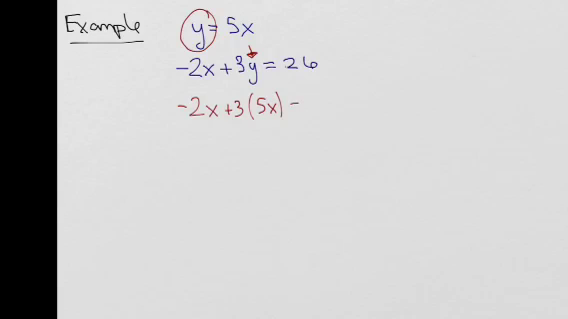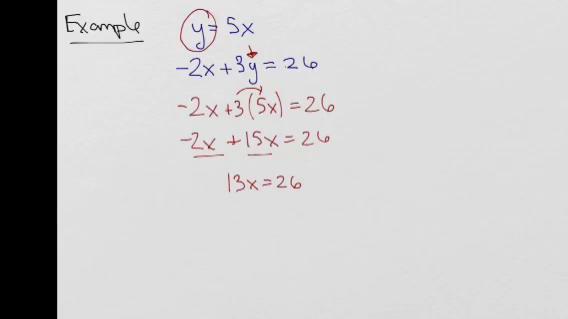Y is replaced with 5x now. Now solve. Multiply things out, get rid of those parentheses. 3 times 5 is 15. Then I would combine these like terms. They both have x in them. Negative 2 plus 15 makes 13. And then I need to divide both sides by 13.